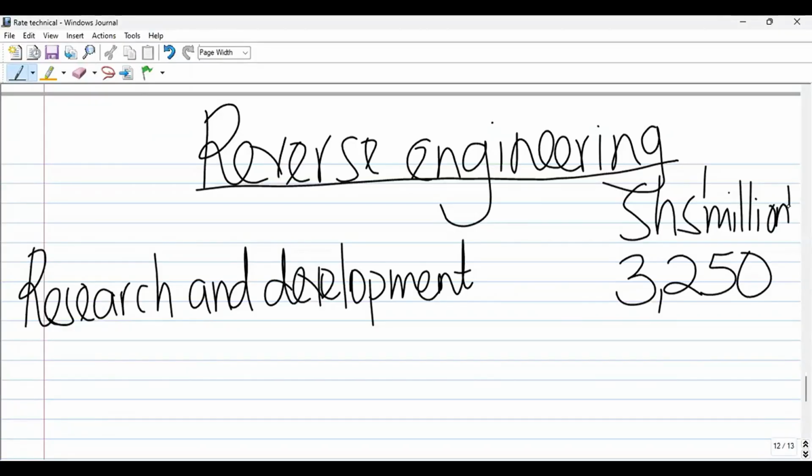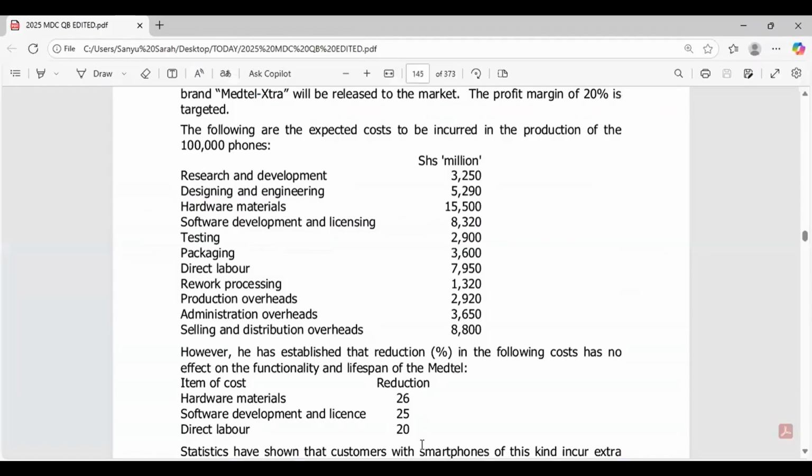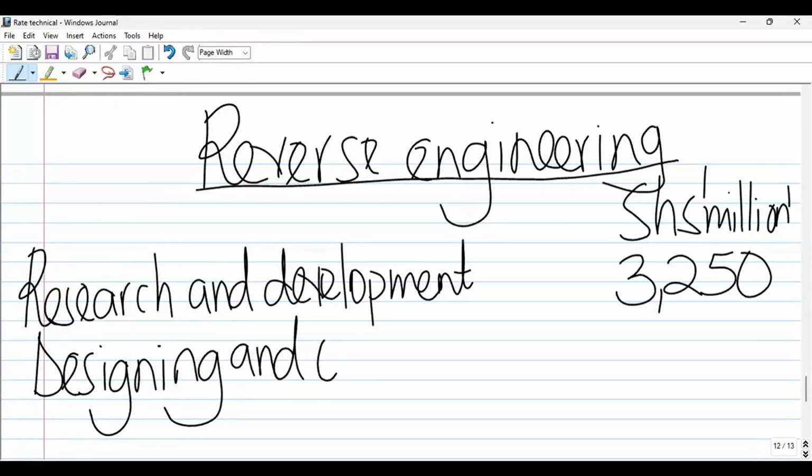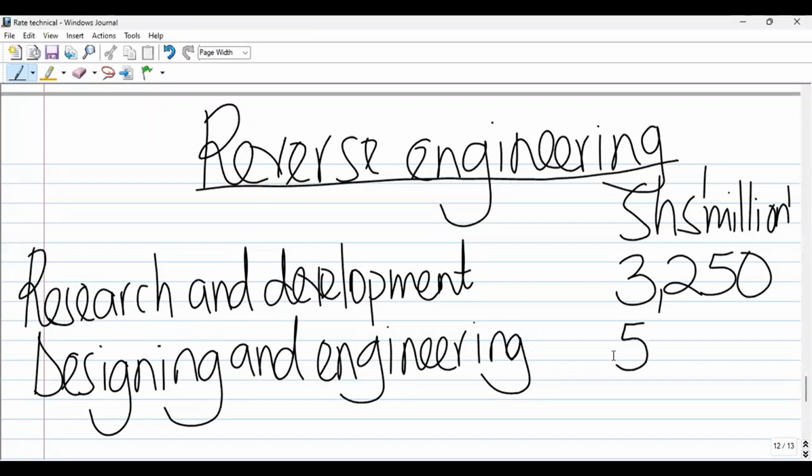So we go to the next cost. The next cost is designing and engineering. That one is also not among the affected, so designing and engineering remains the same. Madam, here we capture only costs related to production. You only apply reverse engineering during production. When the product is complete, you cannot reverse.